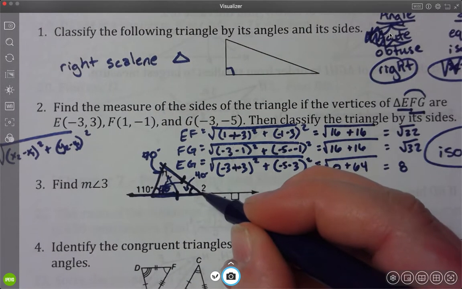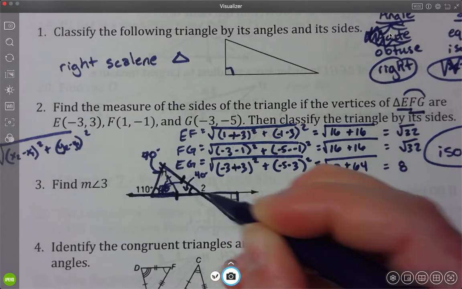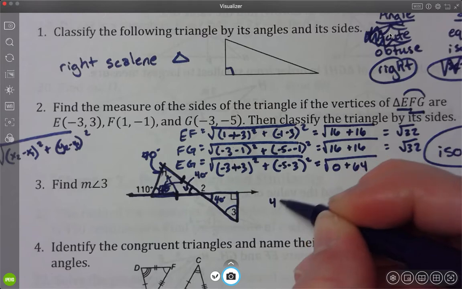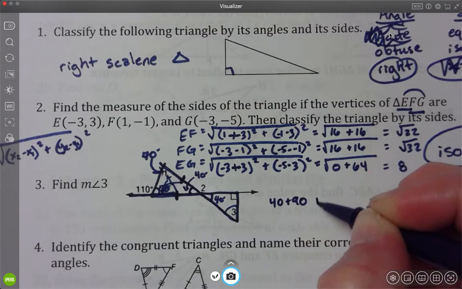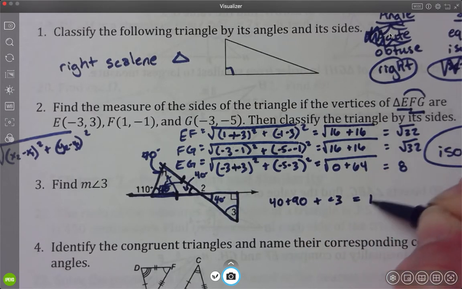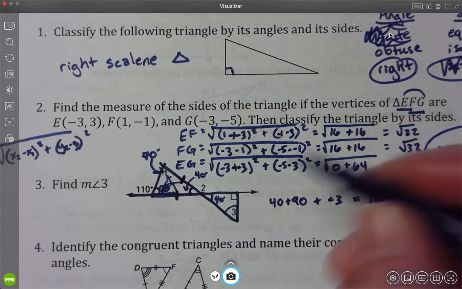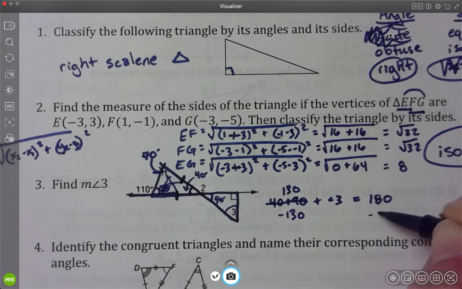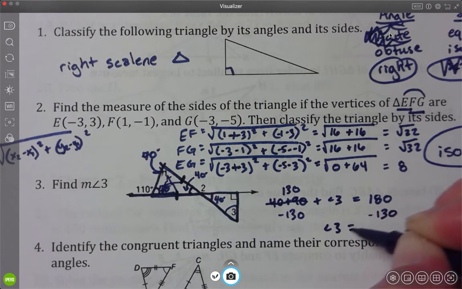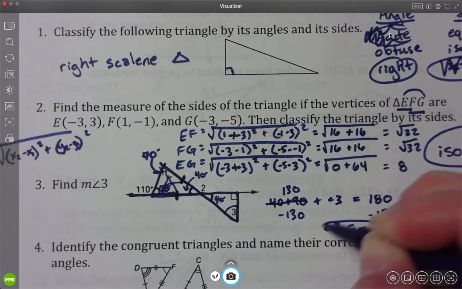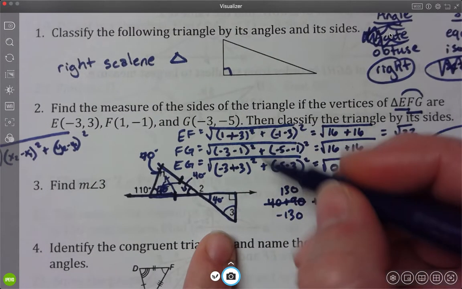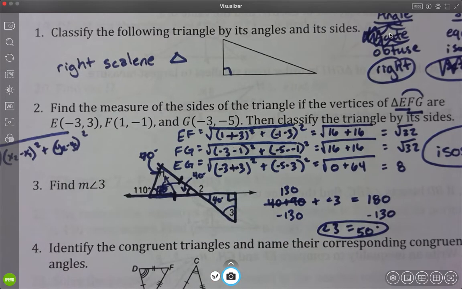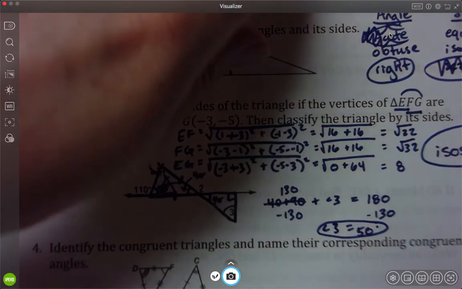And now I'm inside of this triangle where I have a 40 degree angle, a 90 degree angle, and angle 3. So 40 plus 90 plus angle 3 has to add up to 180. 40 plus 90 is 130, and if I subtract the 130 over, angle 3 has to be 50 degrees. Or I could have looked at this and said, this is 90 degrees, 40 and 50 have to be the other 90, so angle 3 has to be 50. So that was a little bit longer.